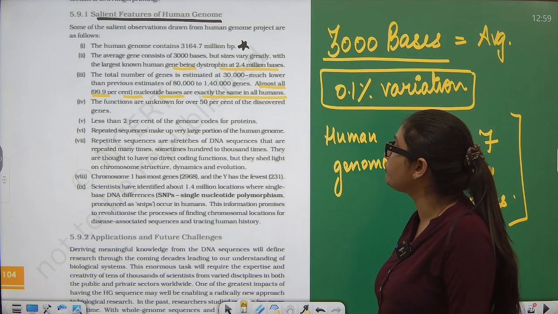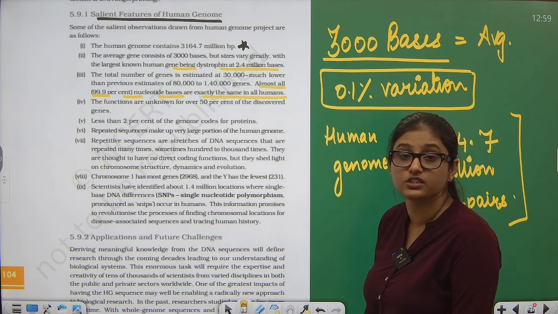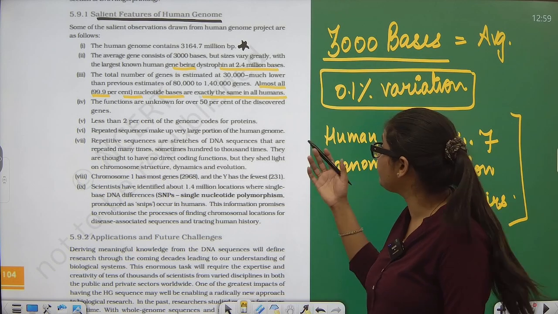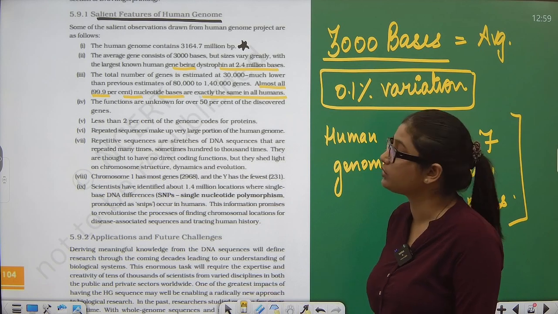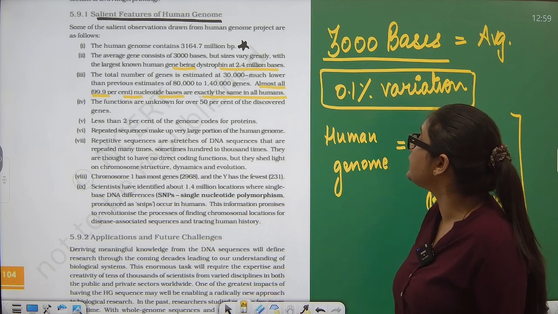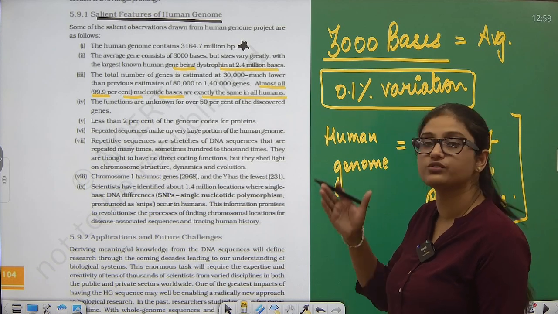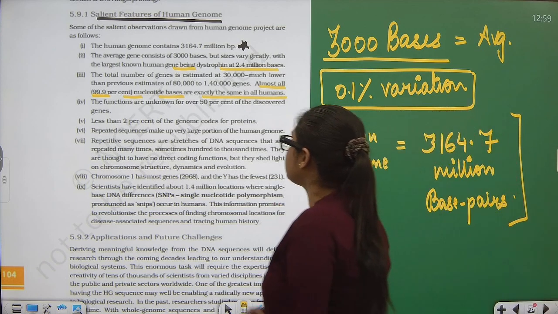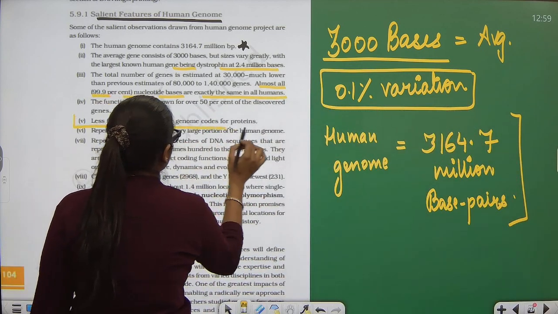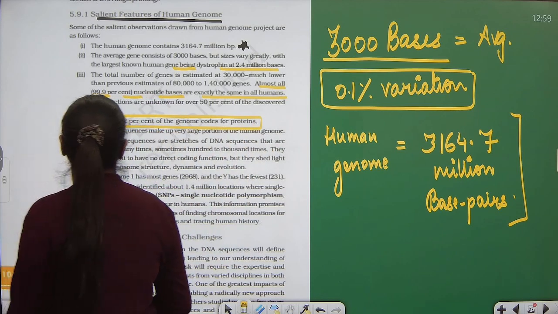Functions are unknown for over 50% of the discovered genes. We do not know the functions of about 50% of discovered genes. Less than 2% of the genome codes for protein. Less than 2% codes for proteins. This line is also important because this is carrying some relevant information.